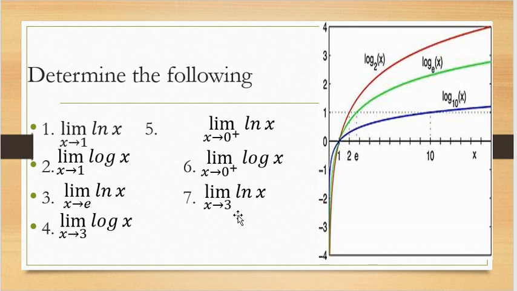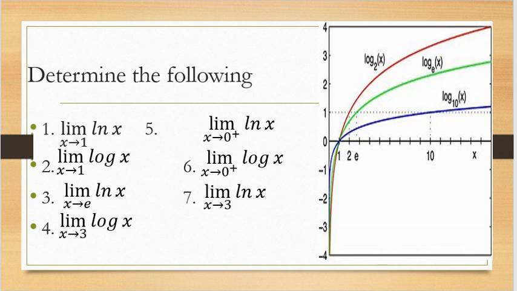Limit of ln of x as x goes to 3. So, ang ln of x ay ito po. As x goes to 3, it means it is ln of 3. I don't know what is the value of ln of 3. Let's compute that using the calculator.